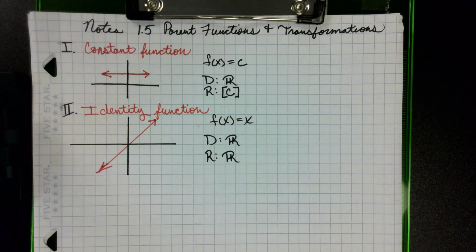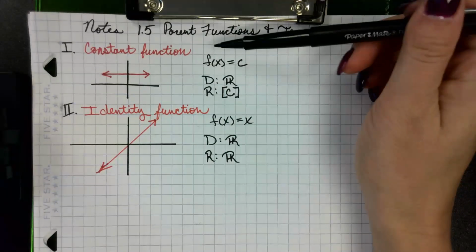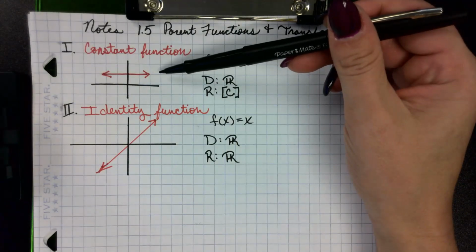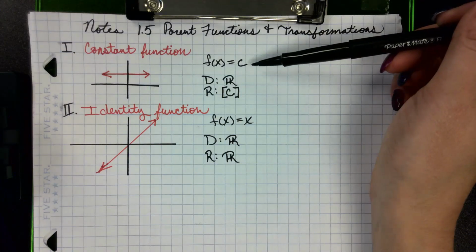All right, so we're doing notes 1.5, chapter 1, section 5. We're talking about parent functions and transformations. The first one that we're going to talk about is the constant function. So that is a horizontal line, y equals some number. And in this case, I put a c for constant.